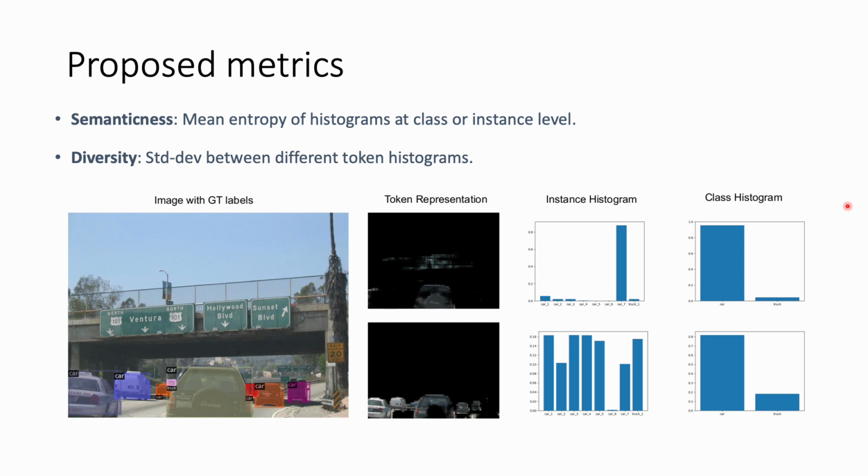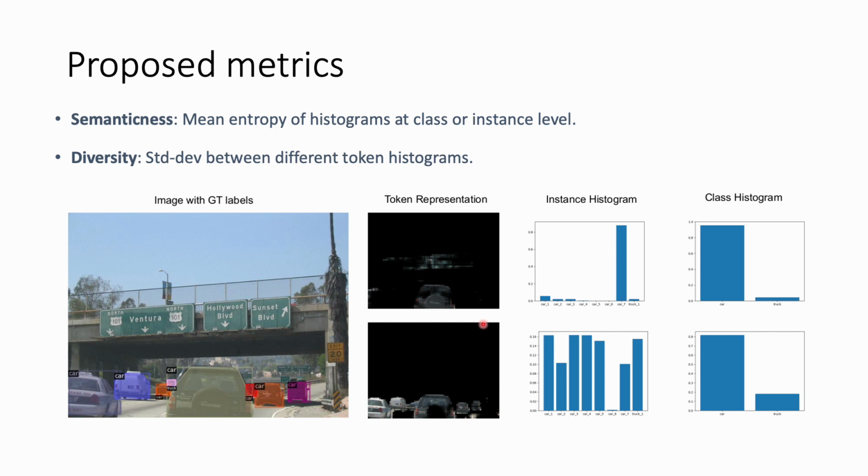Here, we look at the metrics that we defined to quantify the semanticness of tokens at both class and instance level. The first metric, which we call semanticness, measures the mean entropy of the histograms of the concept regions of tokens at both class and instance level. The lower the entropy, the more semantic the token is at class or instance level.